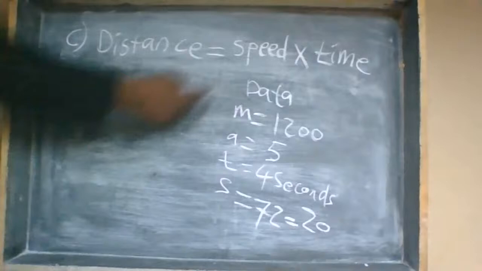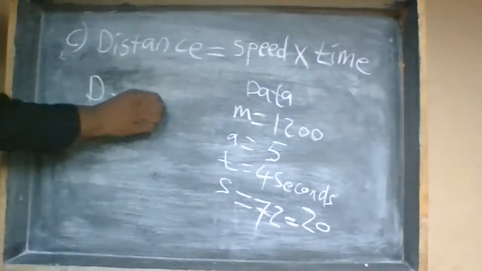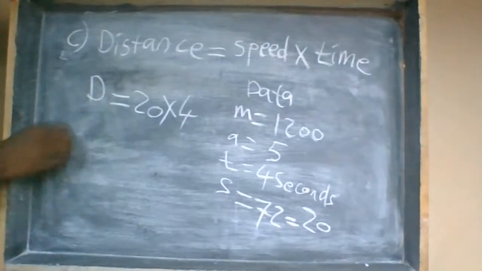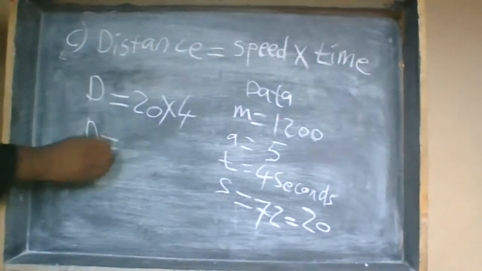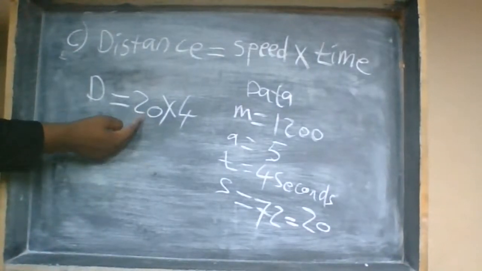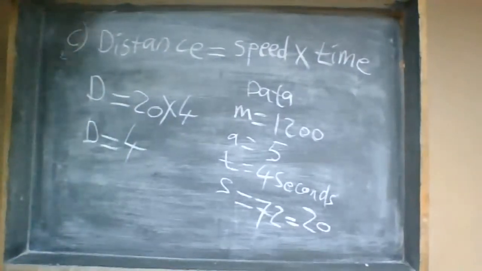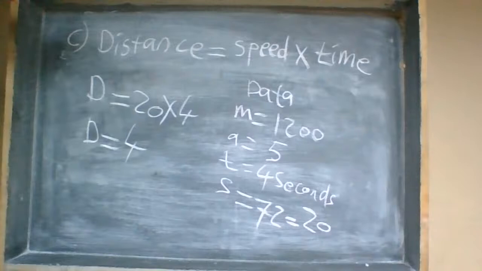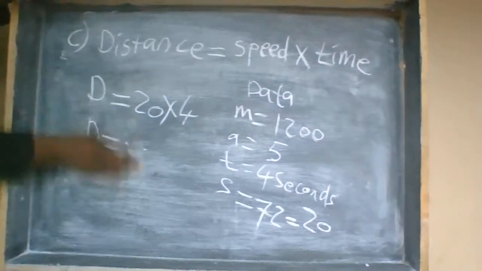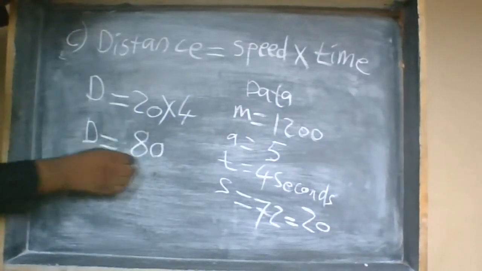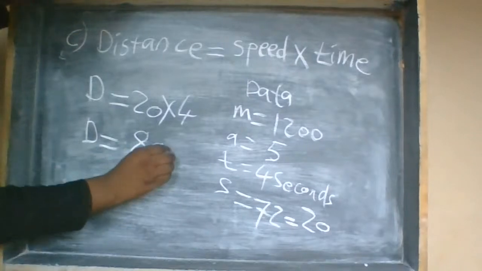So distance equals our speed, 20, times our time, 4. Therefore, distance equals 20 times 4, which will give us 80 meters.